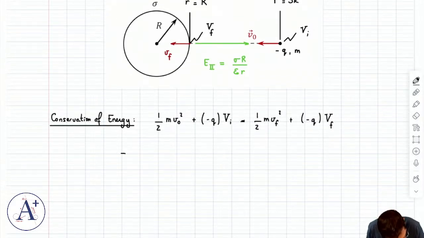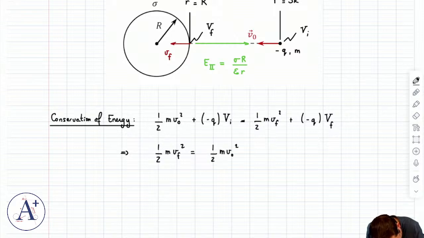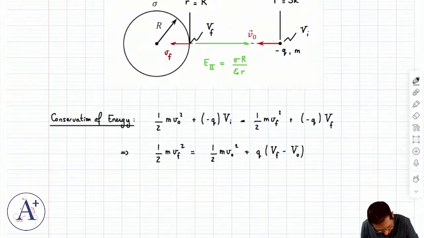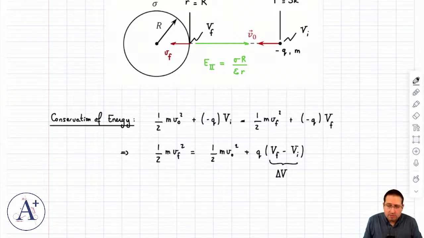Okay, so from there, I can say that 1/2 m v final squared is equal to 1/2 m v0 squared plus Q times V final minus V initial. All I did is add Q V final on both sides, and then I factored it out to get this term here. I shouldn't call it V0, I should call it V initial. This is delta V. By the way, this is why I need to find delta V by using minus the integral of E dot dr.